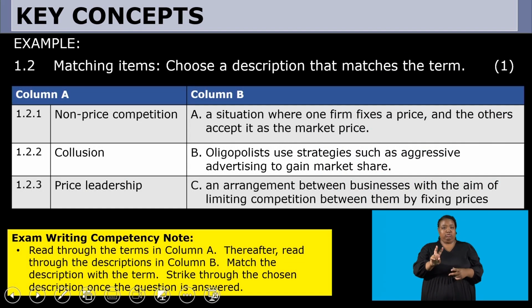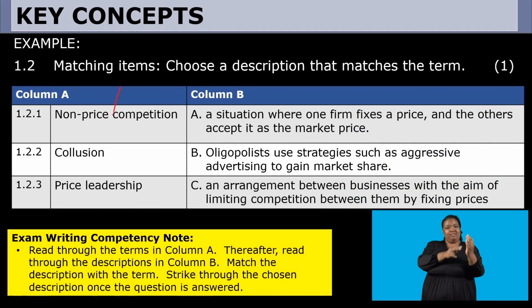1.2, this is now the matching items. You read all the items in column A, then you read all the descriptions in column B. Non-price competition, collusion, price leadership. Descriptions: A, a situation where one firm fixes a price and the others accept it as the market price. B, oligopolies use strategies such as aggressive advertising to gain market share. C, an arrangement between businesses with the aim of limiting competition between them by fixing prices.